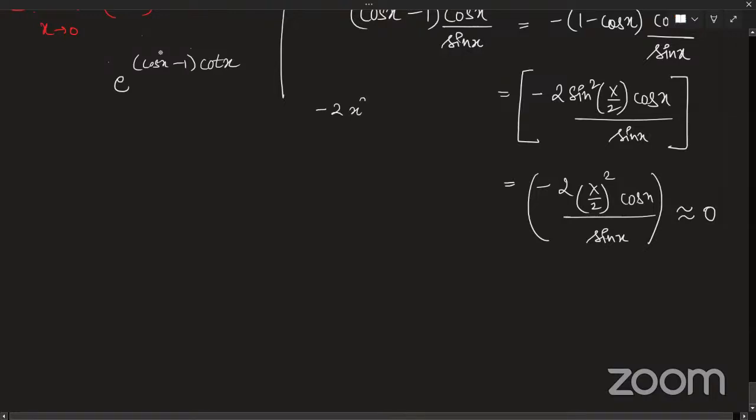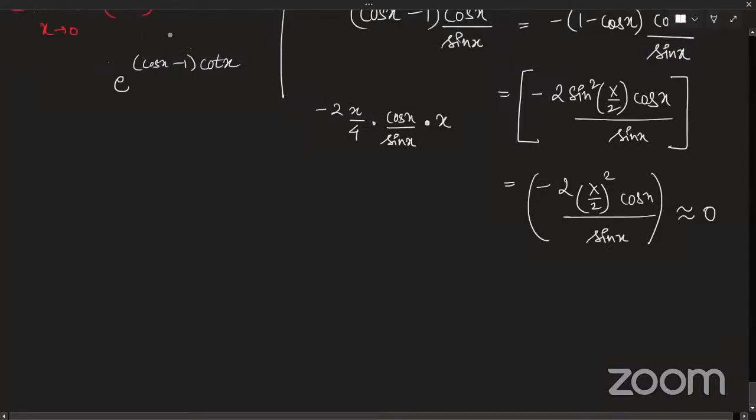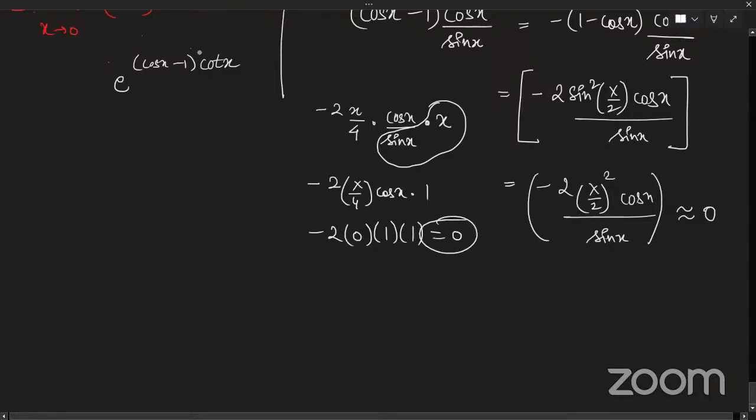See, minus 2x square by 4 into cos x by sin x, right? So I have this x square, so I will just write it as x into x. I have x by sin x. What is x by sin x? 1. So minus 2x by 4 into cos x into 1. So x by 4, what is it? 0, right? So minus 2 into 0 into 1 into 1. So this thing will be 0, right?